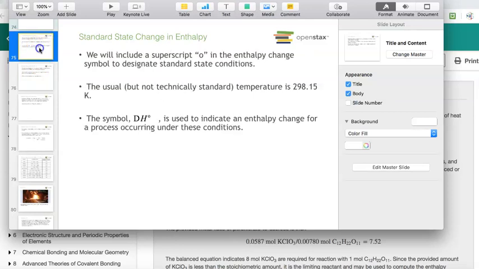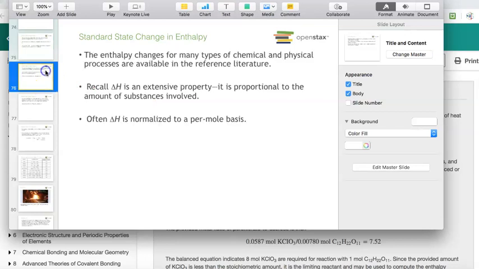Okay, and when it says D there, it's usually actually a delta. It didn't come out, but it's delta H, with a superscript 0 instead of the subscript 0. Standard state change in enthalpy.